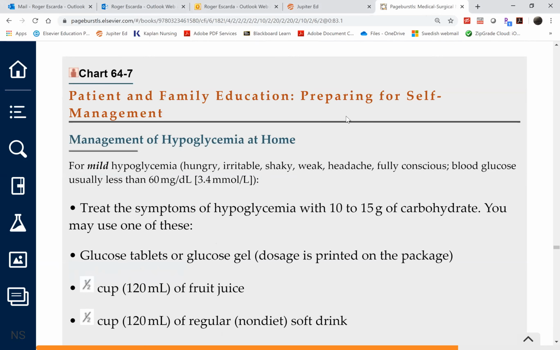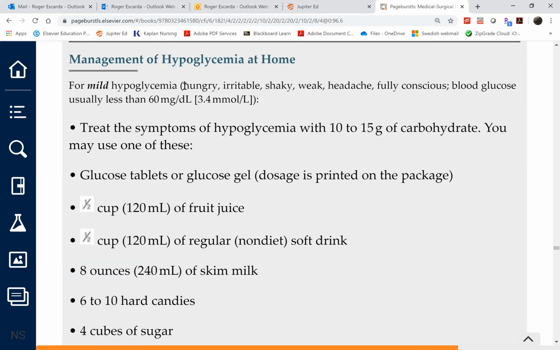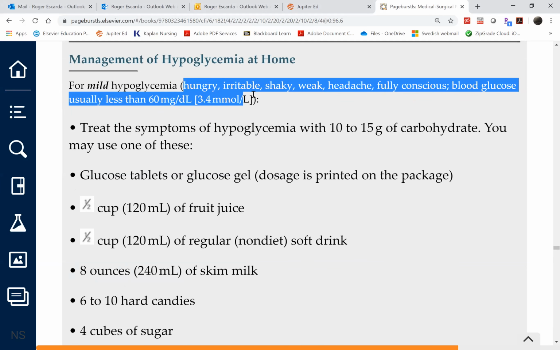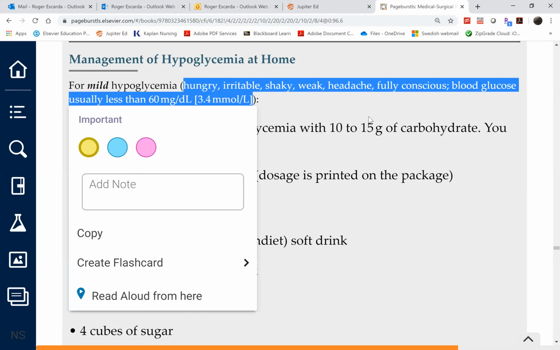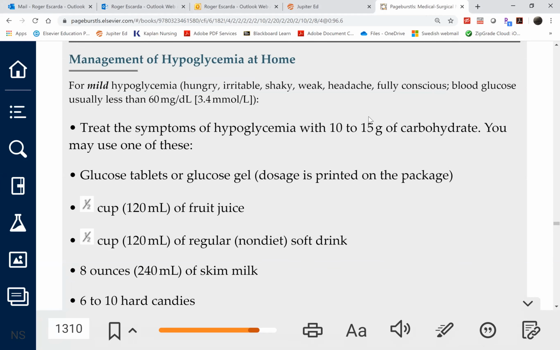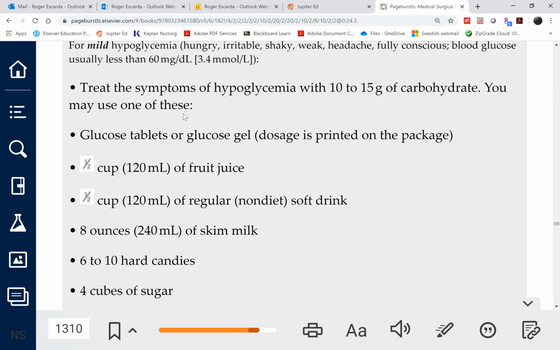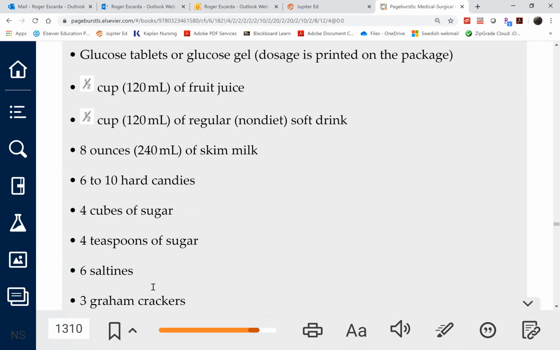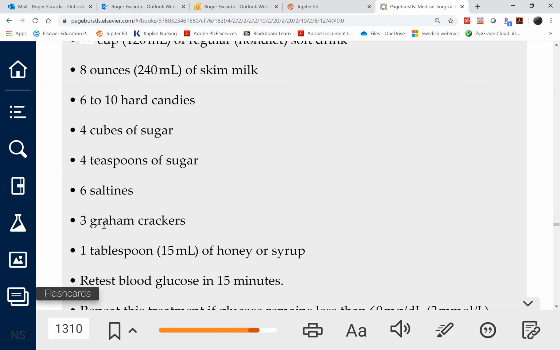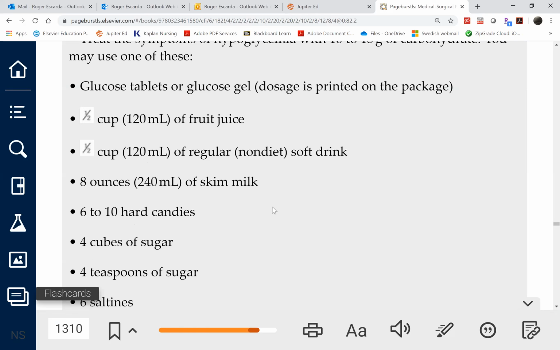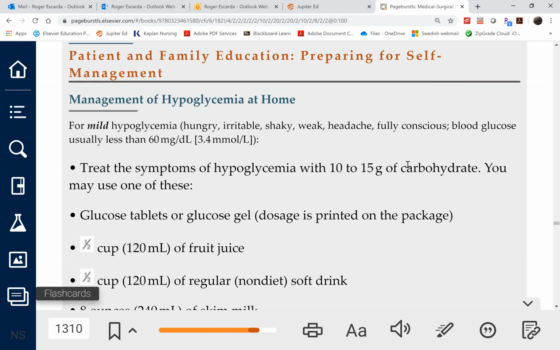So for mild, these are the common symptoms, and by saying mild, we mean a blood sugar of less than 60, but still above 40. Okay, so you can say this is between 40 and 60. So these are the choices. We're not giving all of these. We're giving one each. So you either choose 4 cubes of sugar or 6 saltine crackers or 3 graham crackers. Each one of these is equivalent to 15 grams of carbohydrate. All right.